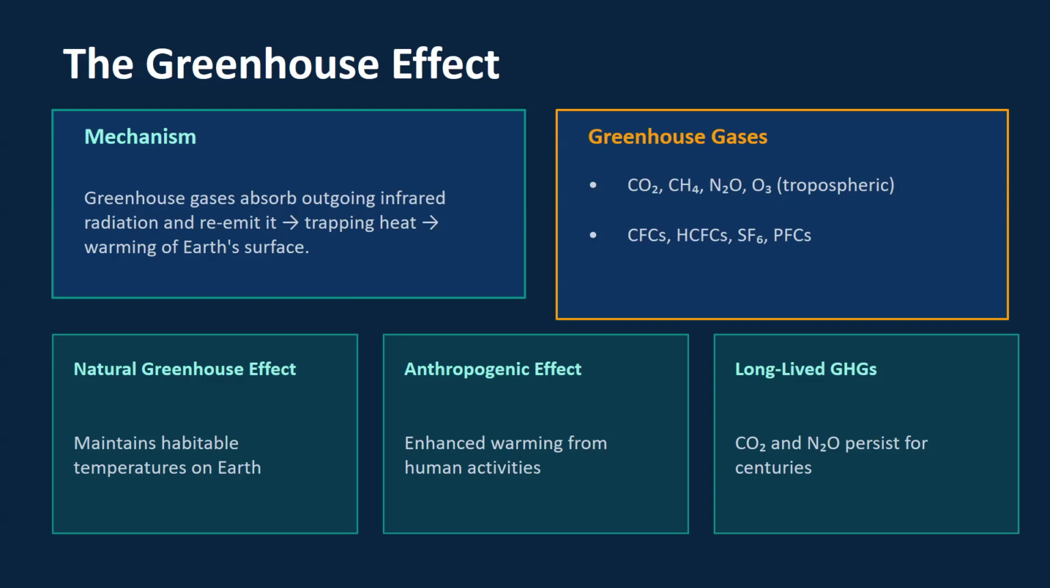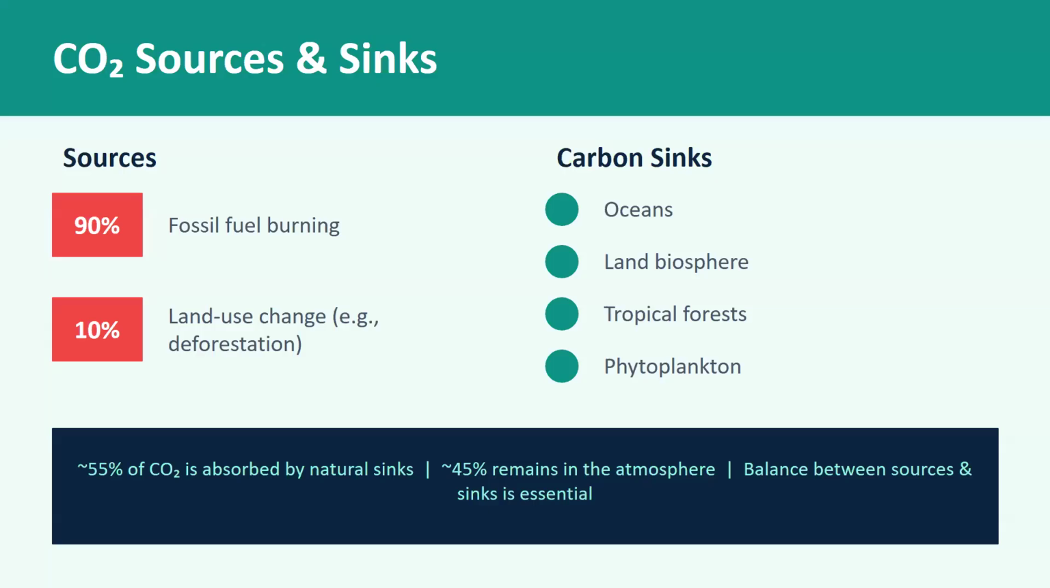The natural greenhouse effect maintains habitable temperatures on Earth, and the anthropogenic effects include enhanced warming from human activities. The important thing is that the long-lived greenhouse gases among all these are carbon dioxide and N2O, which persist for centuries.